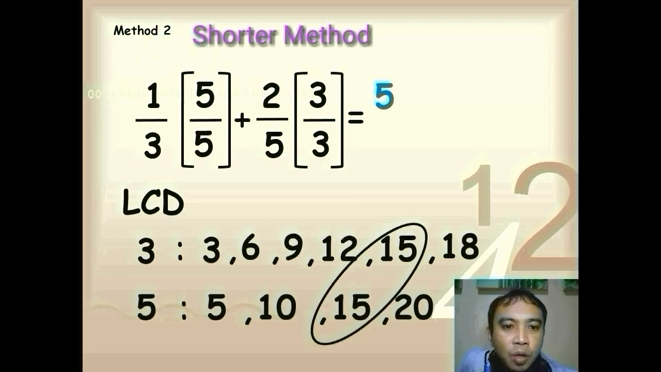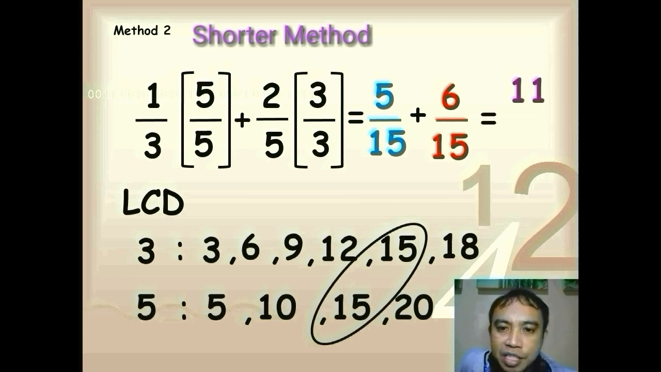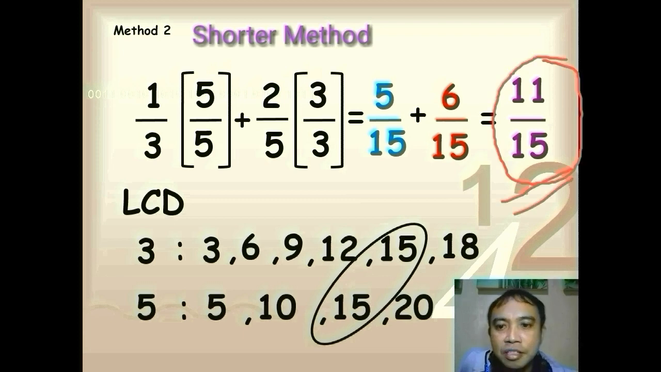Let's multiply. 1 times 5, so you have 5. We have 3 times 5, we have 15. Next, 2 times 3, you have 6. 5 times 3, you have 15. Now, since we have the same denominator, we can add the numerators directly. So 5 plus 6, so you have 11 over 15. So it's easy as that.